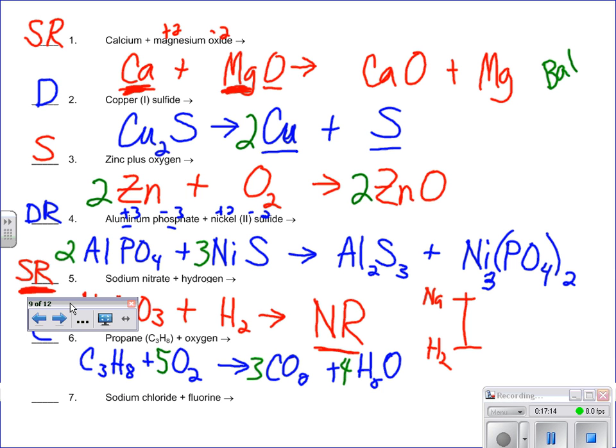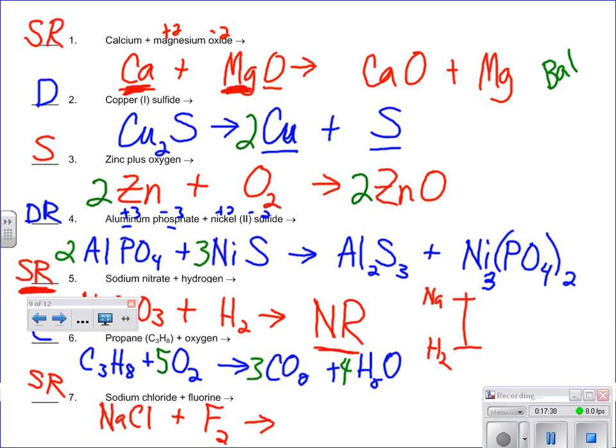Okay, and last one. There's a little trick to this one which I did not tell you about yet, but we'll get to it. Sodium chloride, so I know that that's going to be +1, -1, plus fluorine. Good. You guys got that. Now, what type of reaction would this be? Single replacement.